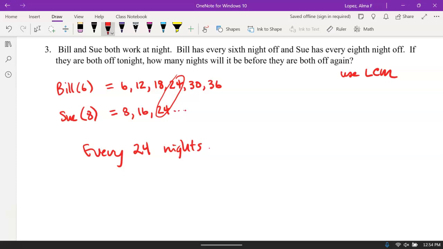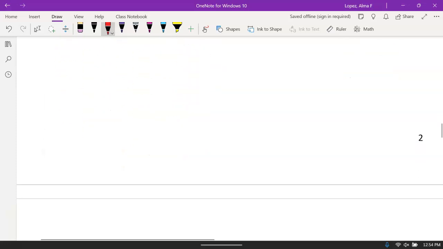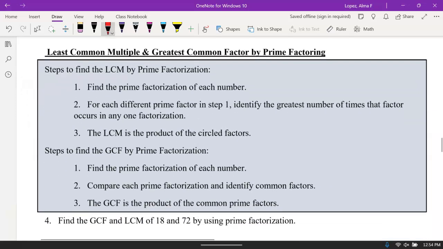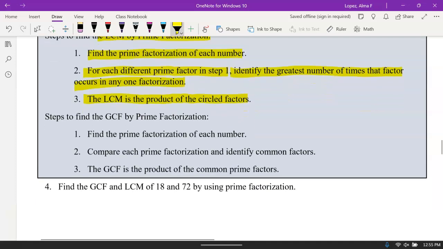That's kind of cool. Let's take a peek at least common multiple and greatest common factor by prime factoring. This is a different method. So we're going to do the least common multiple by prime factorization. Find the prime factorization of each number. Then, for each prime factor in step number 1, identify the greatest number of times that factor occurs. And again, it's easier once I show it to you. The least common multiple is the product of the circled factors.